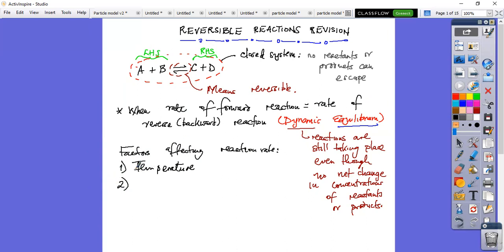Okay. So temperature, anything else? The concentration. Concentration, correct. Anything else?